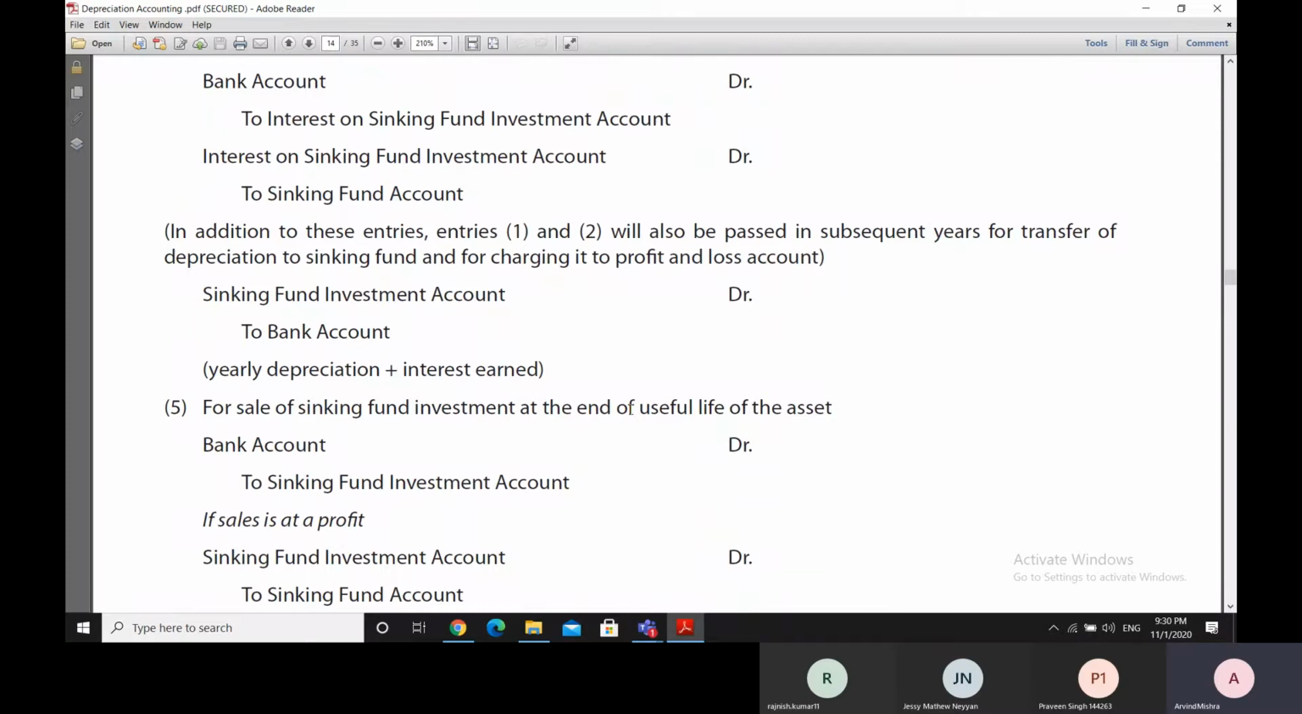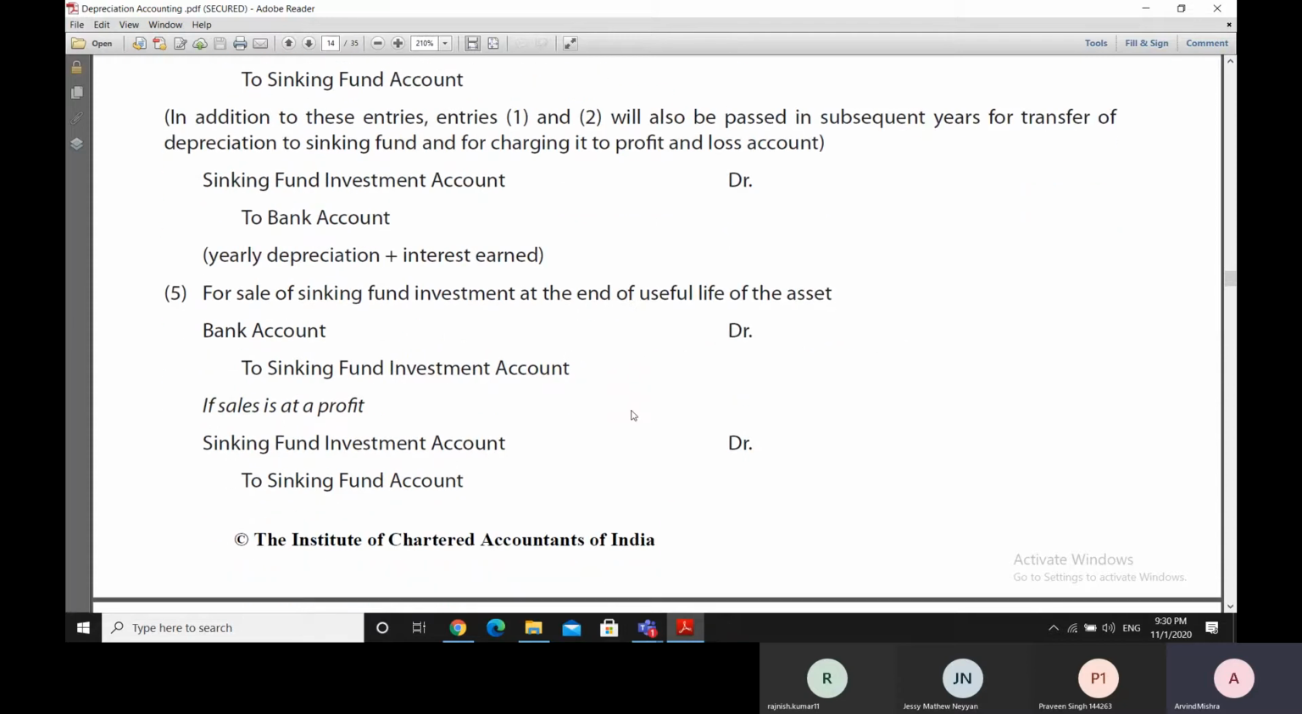Now, what happens is that when the useful life of the old asset is over, we need the funds. So from the sinking fund investment account, which has been invested in government securities, we sell the securities, and thereby we are crediting the sinking fund investment account and debiting the bank account, because the amount that we get on sale of the securities we are debiting to the bank account. So now we have amount in the bank which we will use to buy the asset.